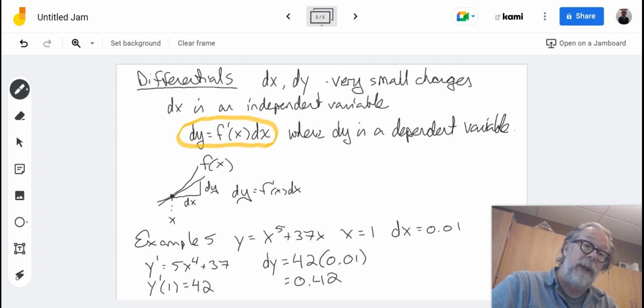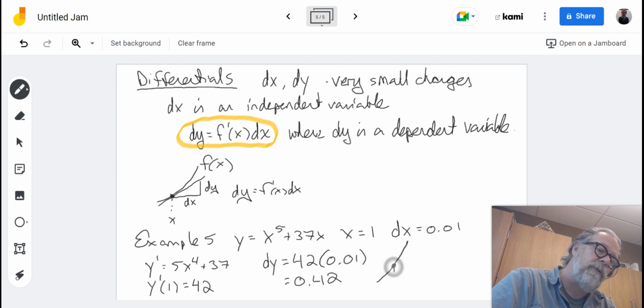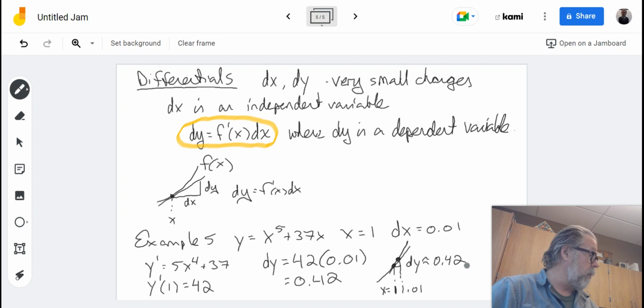So the interpretation is that if I am here on this graph, and this is not an accurate graph, it's just a representation, I am at x equals 1, and I want to go to here, which is x equals 1.01, how much will I go up? If we linearize, I will go up by approximately 0.42.